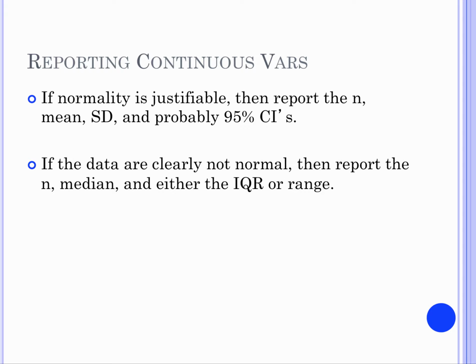If your data are clearly not normal and you end up running a non-parametric based test, then you should report the n, the median, and either the interquartile range or the range, which is the minimum and the maximum.